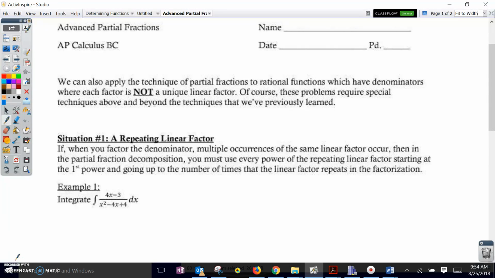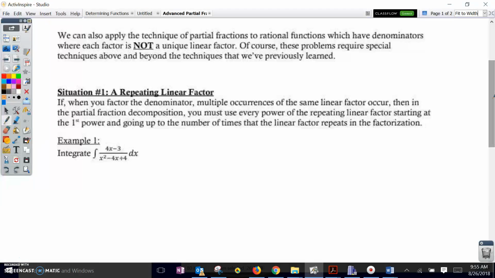In this lesson, we're going to talk about some more advanced techniques with partial fractions. The first one we're going to look at is when we have a linear factor that repeats. In all the problems we've looked at previously, each factor was unique. In this first one, when we factor x squared minus 4x plus 4, the factorization of that is x minus 2 times x minus 2.